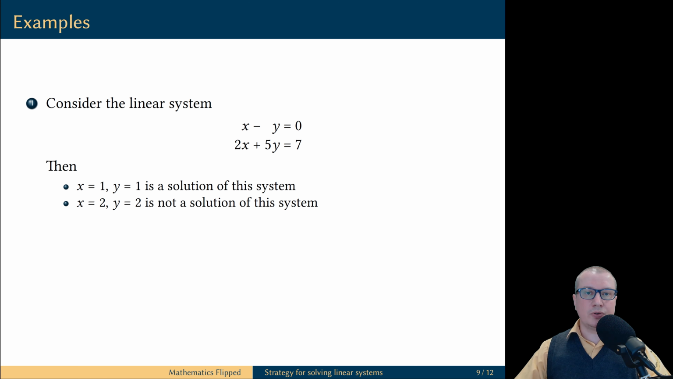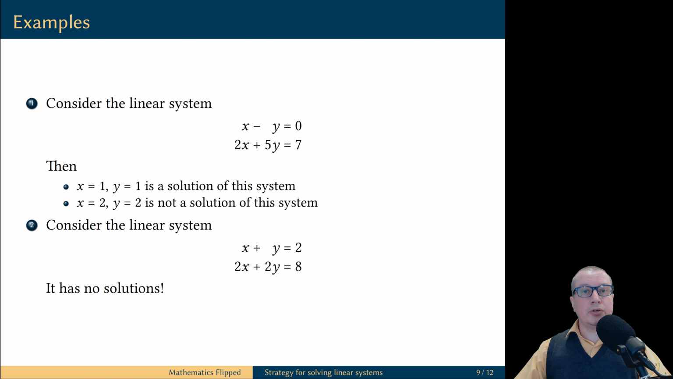But x equals 2, y equals 2 is not a solution of this system because it satisfies the first equation but not the second one. Here's another example. We have a linear system with two variables and two equations. Can you name at least one solution of this system? No, you can't, because this system has no solutions.